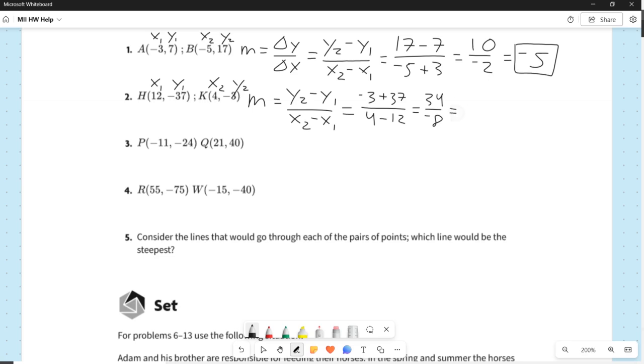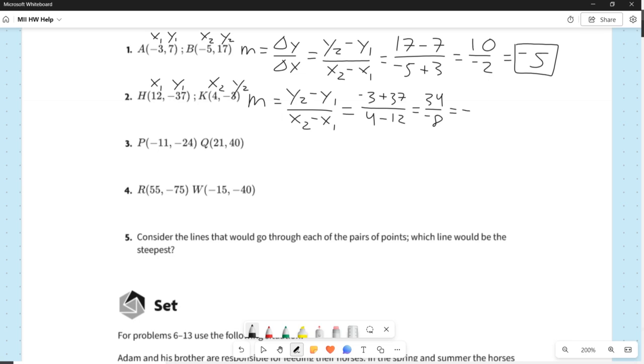Now, we have a positive over a negative, and so we know our answer is going to be negative, and you don't want to keep the negative inside the fraction. So you want to pull it out. You don't want to leave it in the numerator or the denominator. You just want to make the whole fraction negative. Now, unlike number 1, with number 2, our final answer is going to be a fraction because 8 does not go evenly into 34. So we're going to wind up with a fraction here, which is very common when you're working with slope.